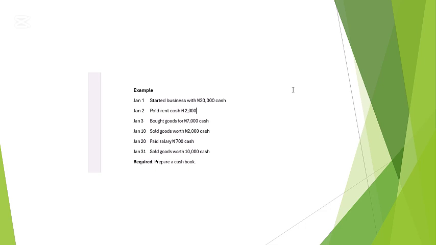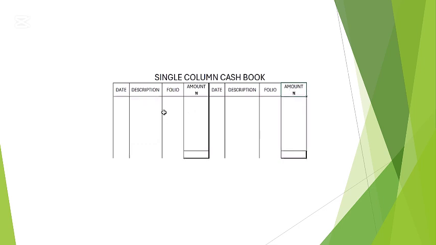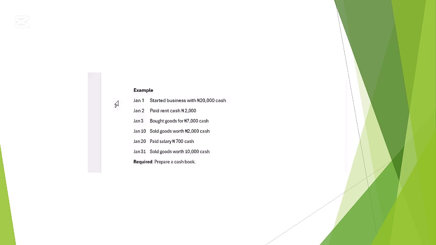The double entry principle says debit the receiver and credit the giver. The owner of the company is giving the business 20,000 naira, and the business is receiving 20,000 naira from the owner. So we debit the cash book with 20,000 naira. On January 1st, we go to the debit side and write capital. If I go to the capital account, I will see 20,000 naira with the narration cash on the credit side.